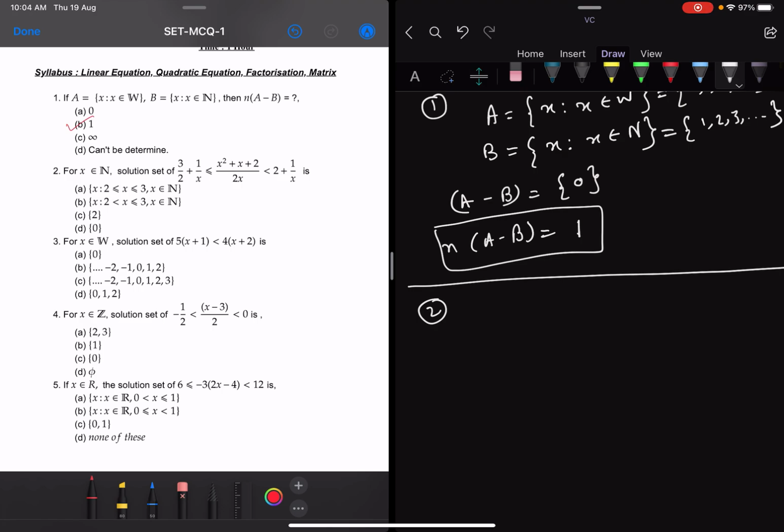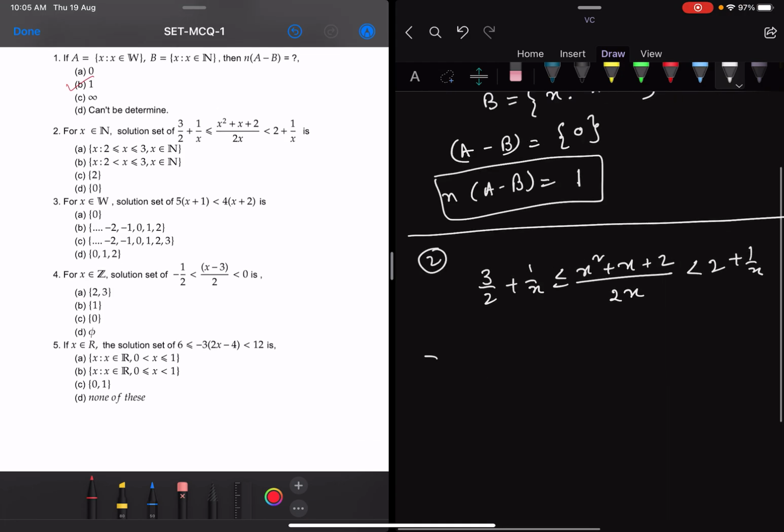How to solve this? First of all, 3 by 2 plus 1 by x less than or equal to x square plus x plus 2 divided by 2x, less than 2 plus 1 by x. Here we will simply try to solve from the total inequation part. It will be 3 by 2 plus 1 by x, and we split this 2x into this part and this part.